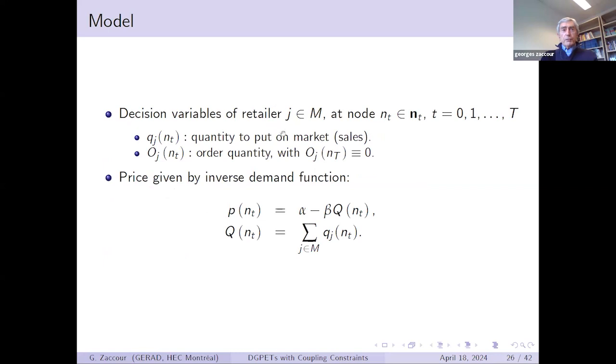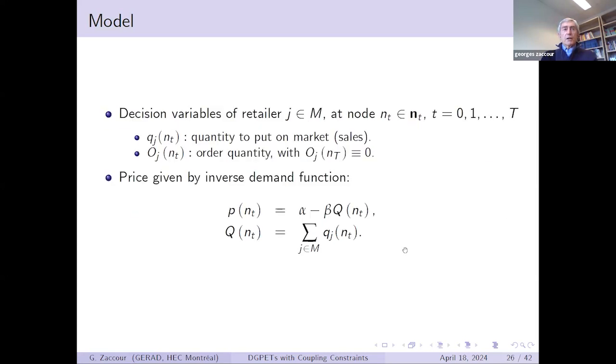So formally, the decision variables are going to be denoted by Qj for the quantity or sales at node NT, by Oj the order quantity. At the last period, there is no decision that is made, so the orders are identically equal to 0. We are going to assume for illustration purposes that the inverse demand function is a linear one. So it's equal to alpha minus beta QNT, where QNT is the total sales by the M players at node NT.